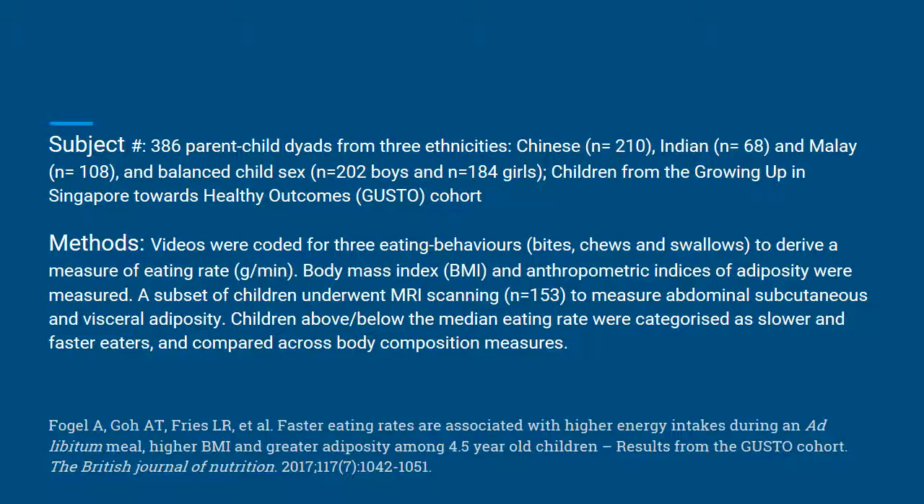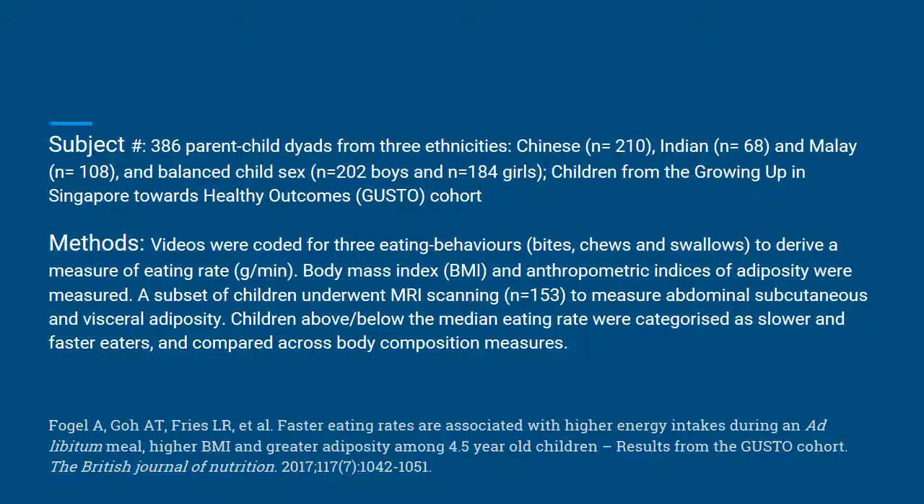386 parent-child groups were included in the study from 3 different ethnic populations: Chinese, Indian, and Malay. There were 202 boys and 184 girls in the study. The children from this study were included in the Growing Up in Singapore Towards Healthy Outcomes, GUSTO, cohort. The methods used for this ad libitum meal study were that videos were coded for 3 eating behaviors. They included biting, chewing, and swallowing of food to derive a measure of eating rate, grams per minute.